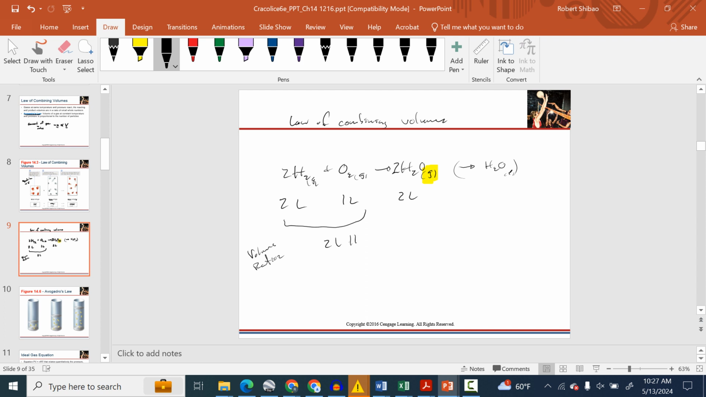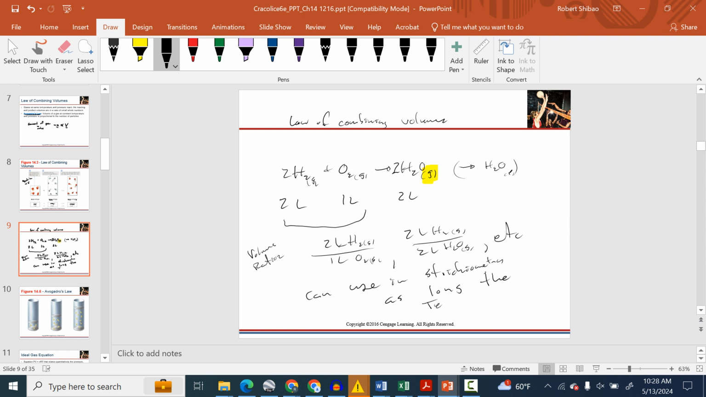And so 2 liters of hydrogen gas for every 1 liter of oxygen gas, or 2 liters of hydrogen gas for every 2 liters of H2O gas, etc. So I can use these in stoichiometry, as long as the temperature and pressure are the same for all gases.